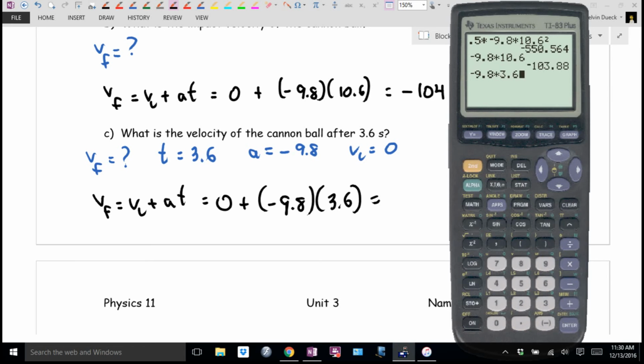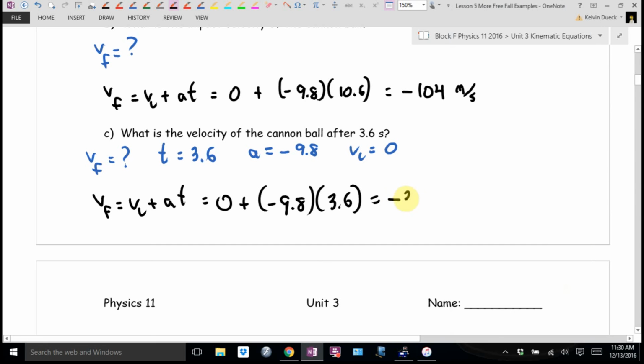By the way, am I expecting an answer bigger than 104 or smaller than 104? Because I think it's going fastest right when it hits the ground. So I'm expecting a magnitude that's smaller. Hey, I did get that. You get negative 35.3? Yeah? Meters per second. You could also say 35.3 meters per second downwards.